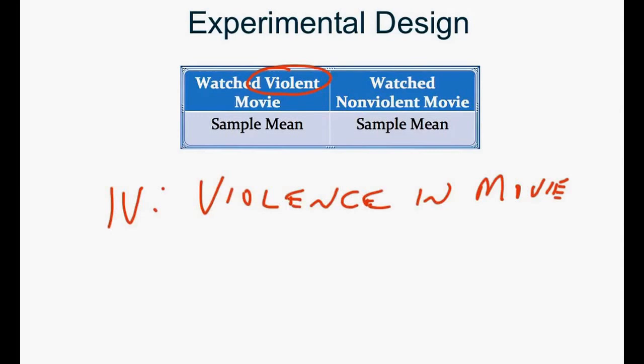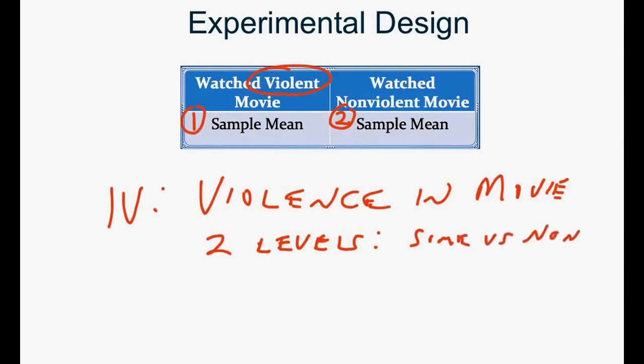There would be two levels: one, those who watched a violent movie, and two, those who watched a non-violent movie. There's still one single independent variable that has two levels, violent and non-violent. So don't confuse the levels of the variable with the variable itself. The variable is like the umbrella term, violence, and then from there we have some versus none.